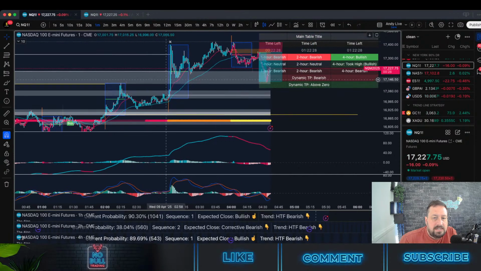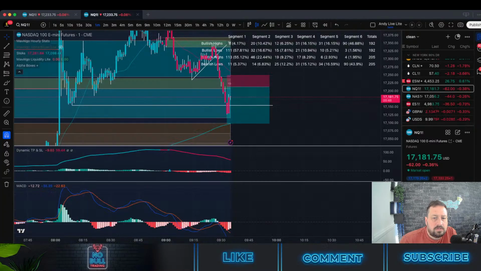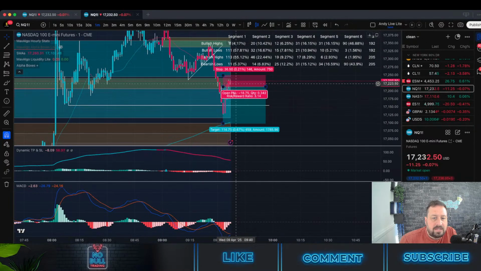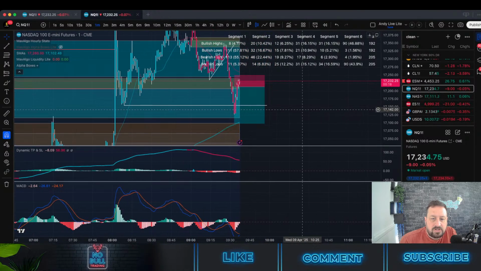High probabilities. So we're back in the daily. Trade should be risk off.